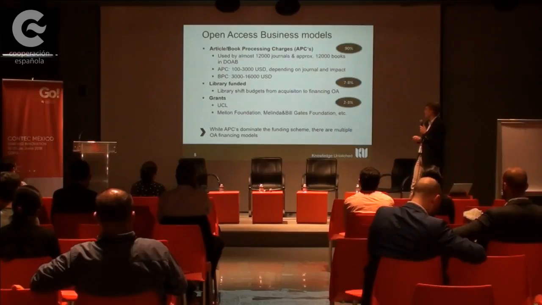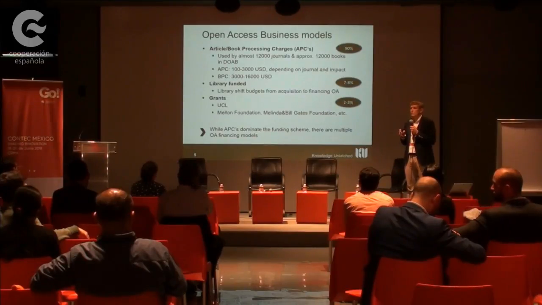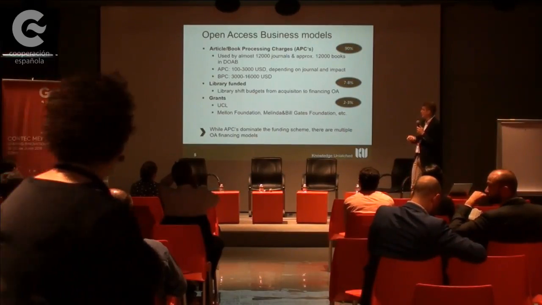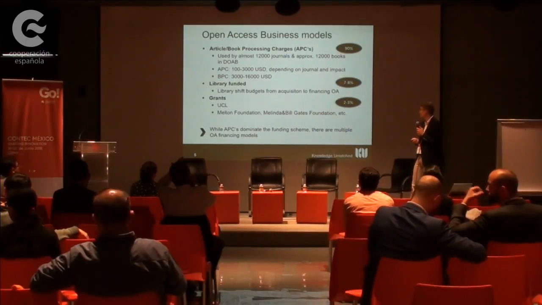That's basically it. BPCs are somewhat different in terms of a minimum BPC for every publication would be at around $3,000 US. Because you have a whole book, it's just more work than an article. Most of you know that. And of course it goes up to $16,000 if you want.